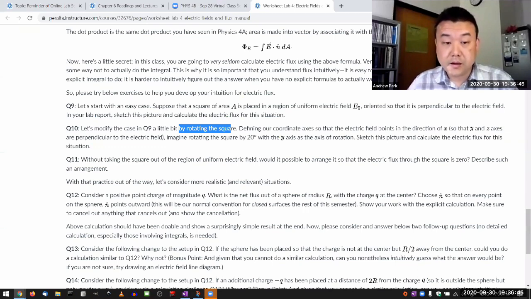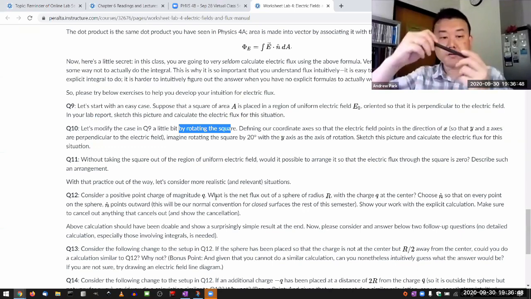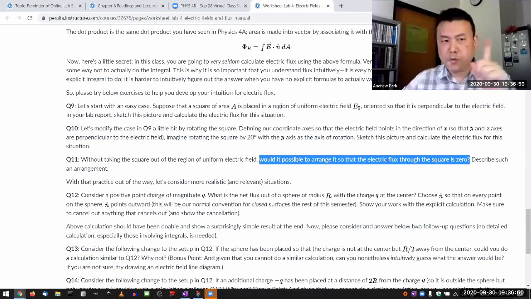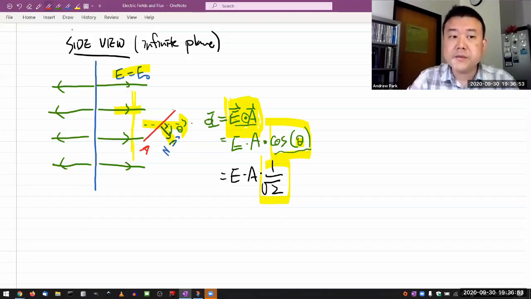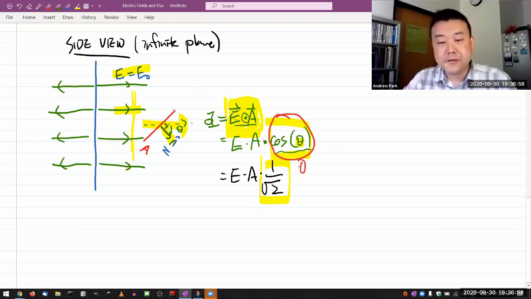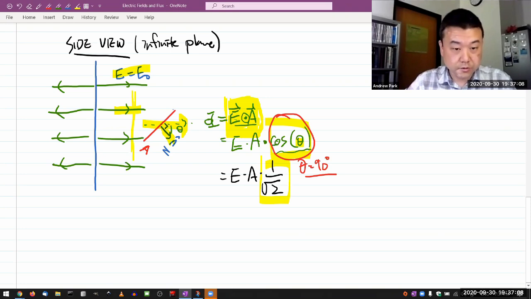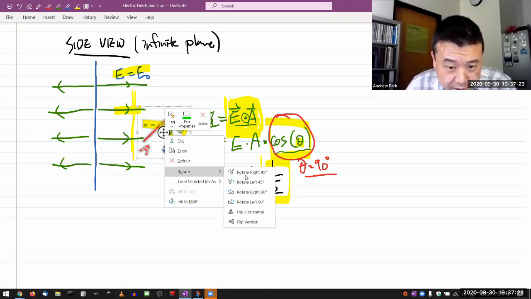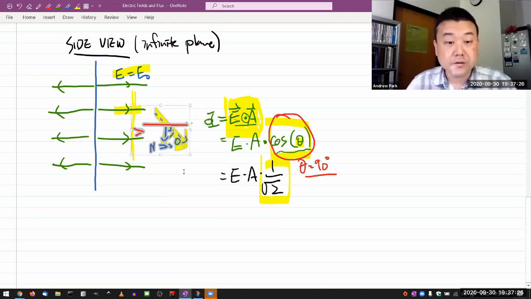One way that I think is easier to get at is the mathematical way, which is you look at this expression and you realize, if theta is equal to 90 degrees, then cosine of 90 degrees is going to be 0, so you'll have 0 flux. And that corresponds to, let me do this rotating thing again, let me rotate it an additional 45 degrees. Yeah. So with the area oriented that way, you'll get zero flux based on the math here.